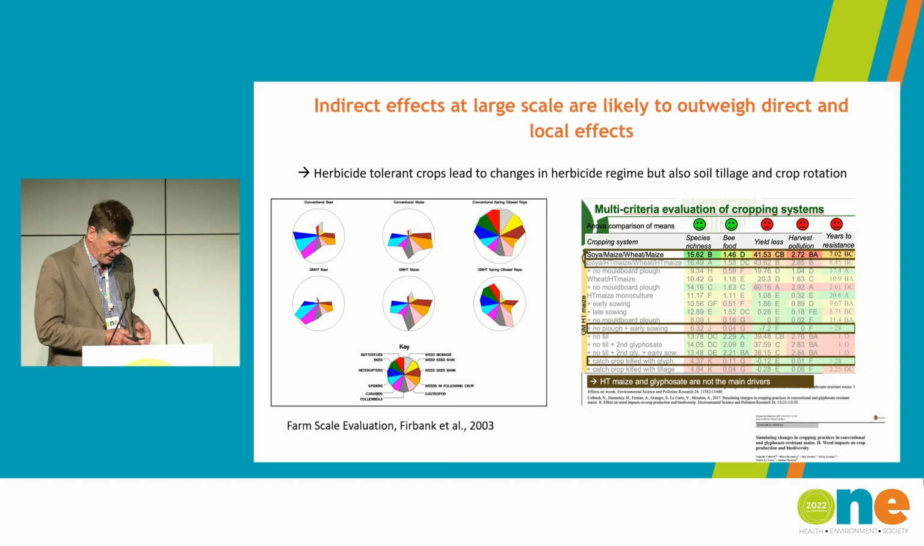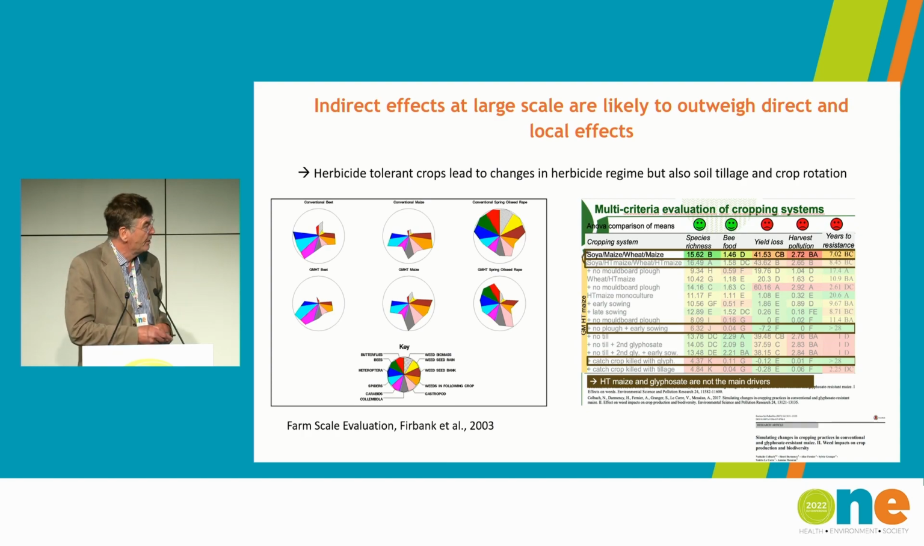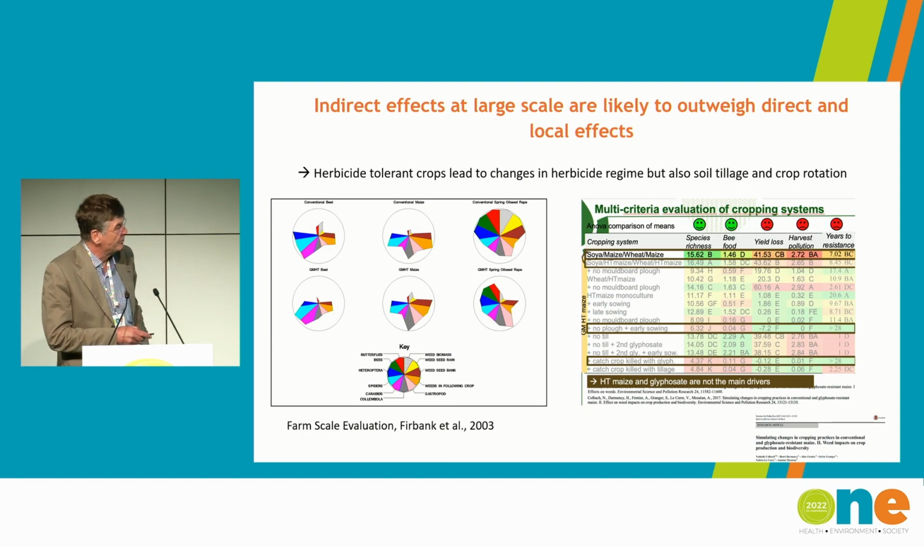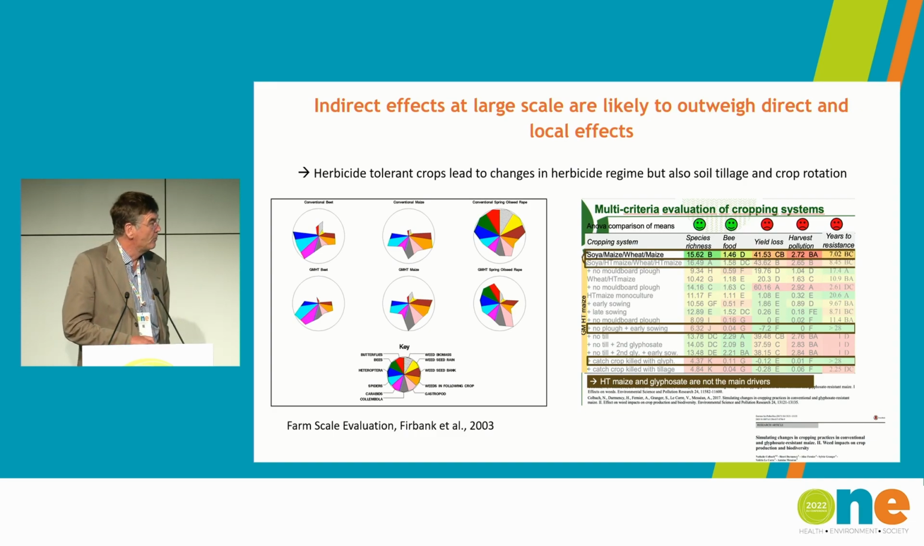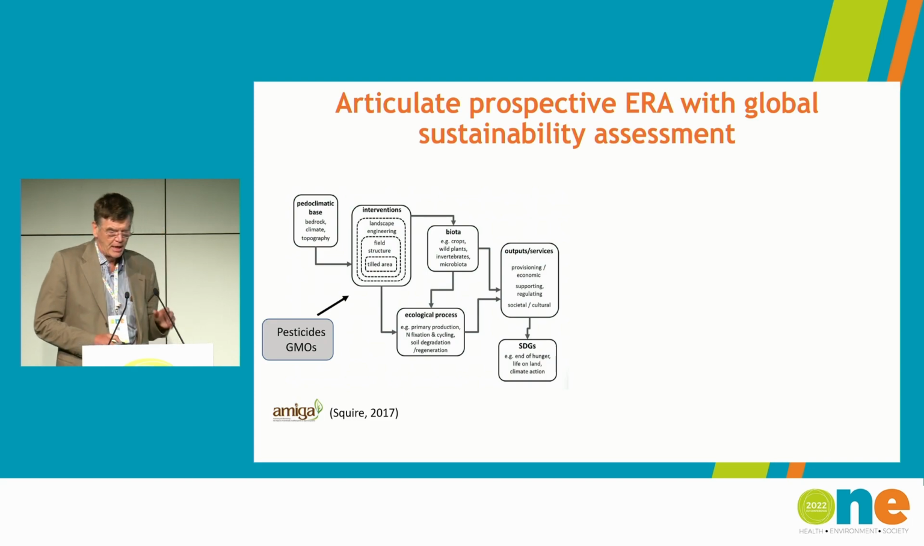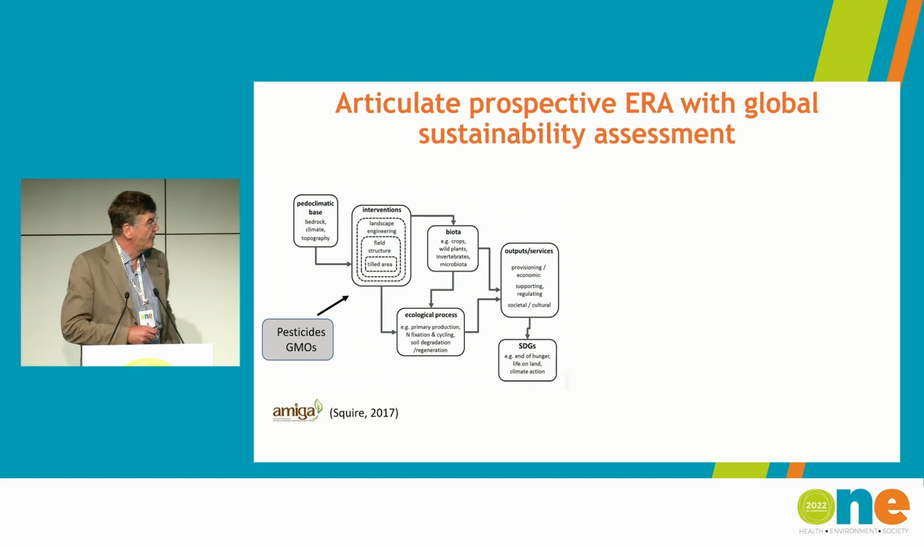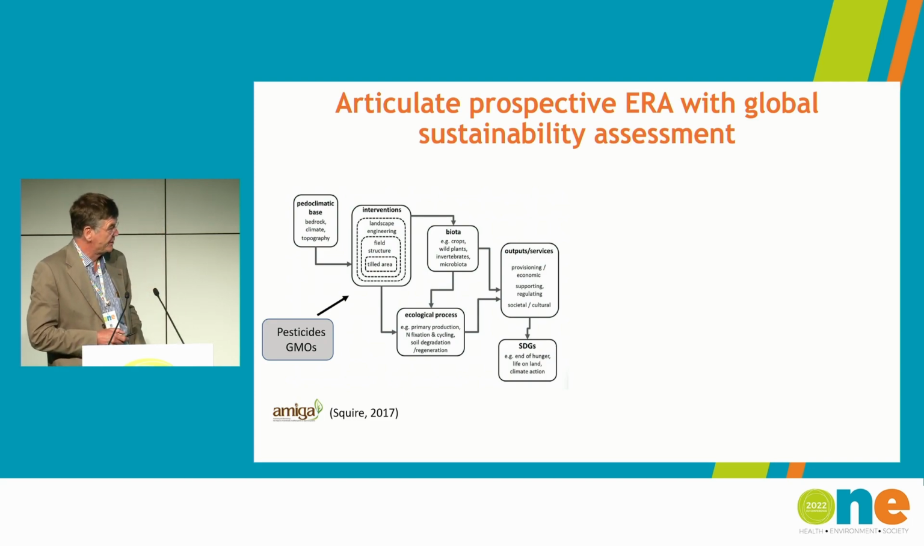And this has more effect here in a simulation study on a series of indicators, where there is almost no change if you just switch and keep the same rotations, while when you consider changes in rotations, you have much bigger change. So how can we articulate this global sustainable assessment?